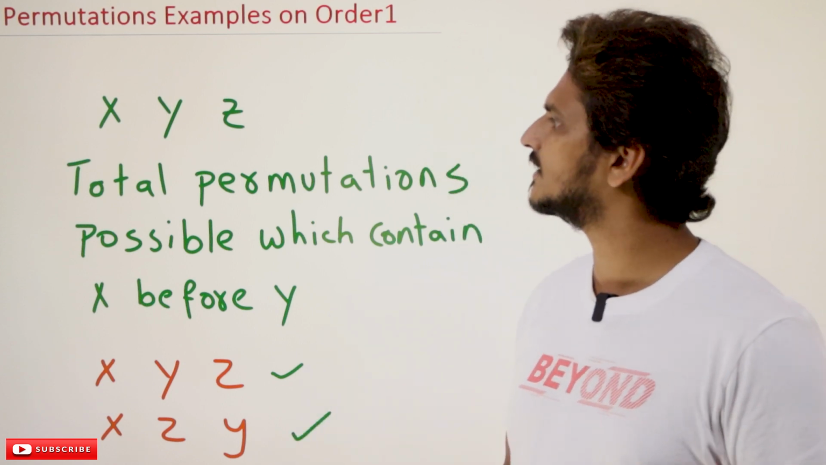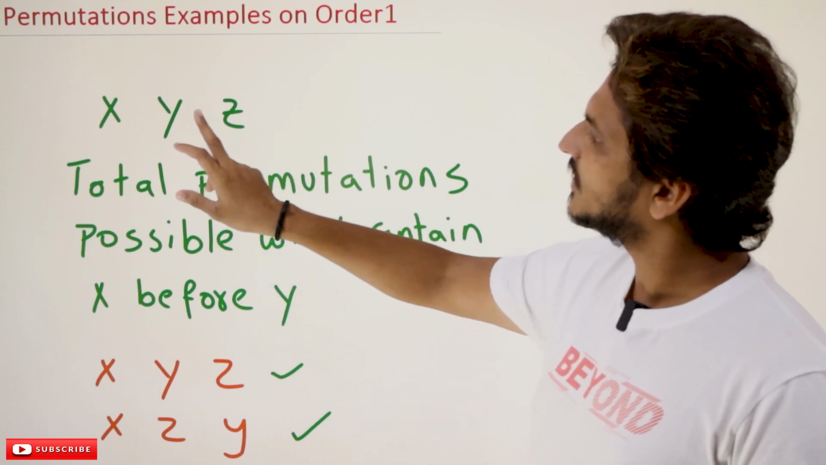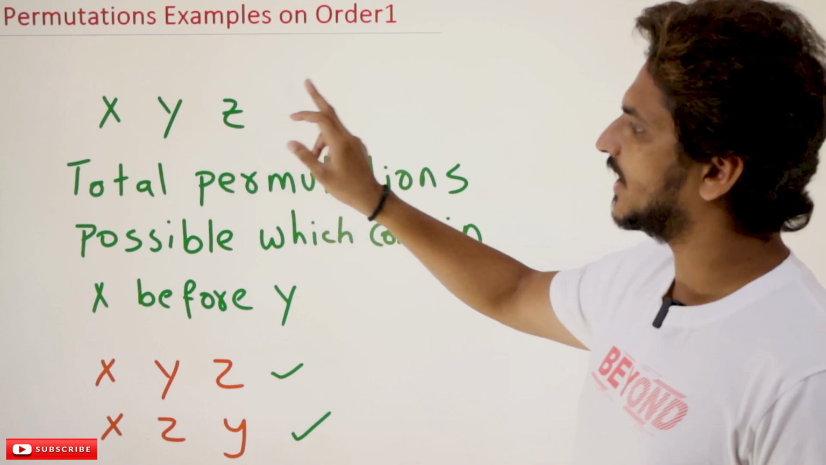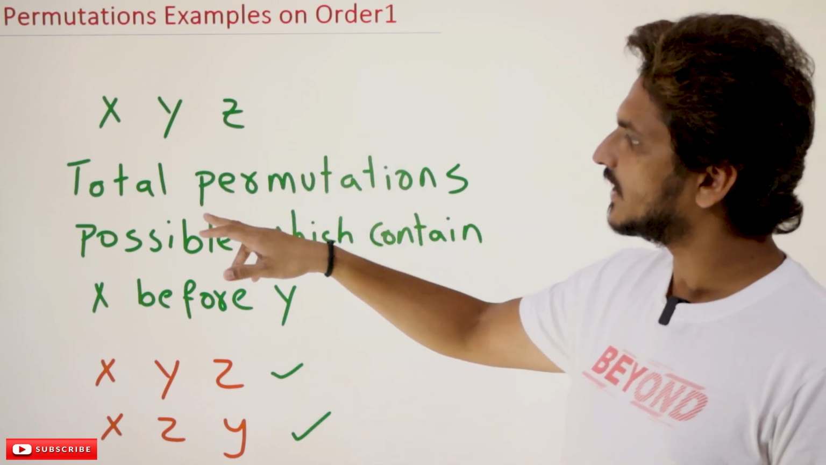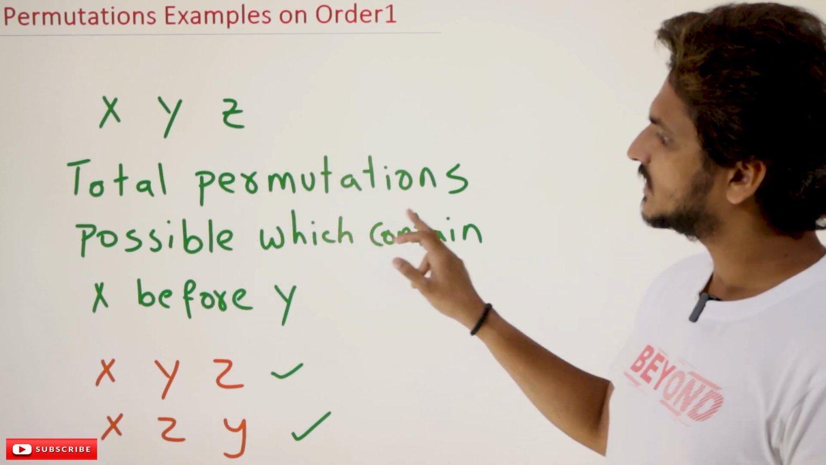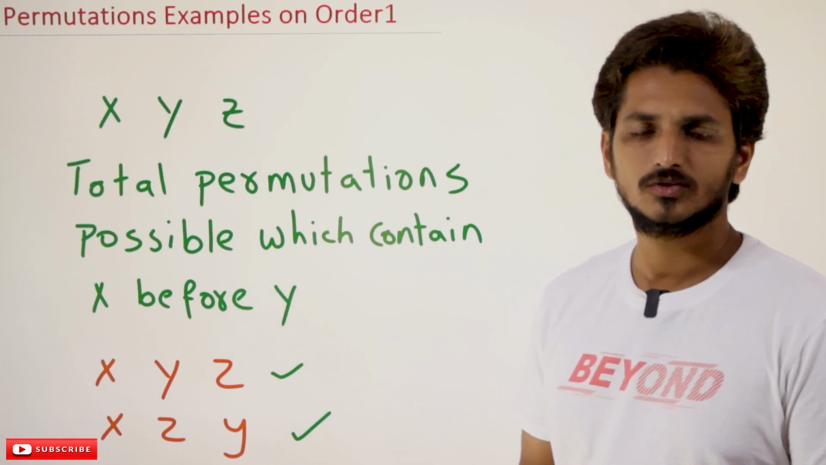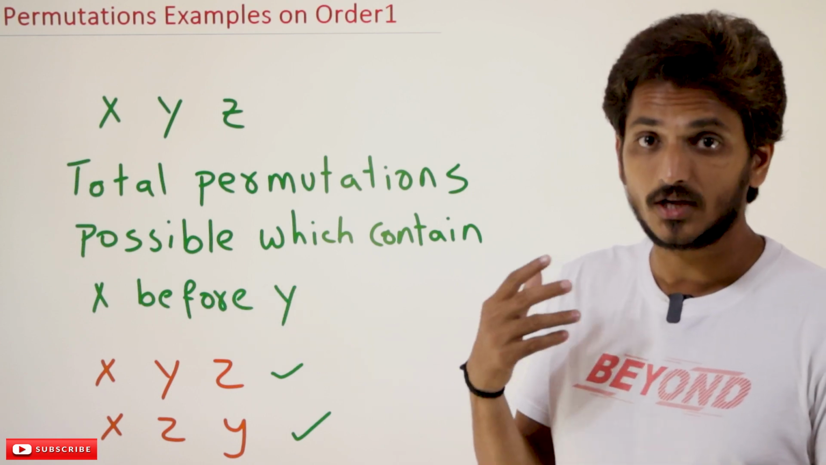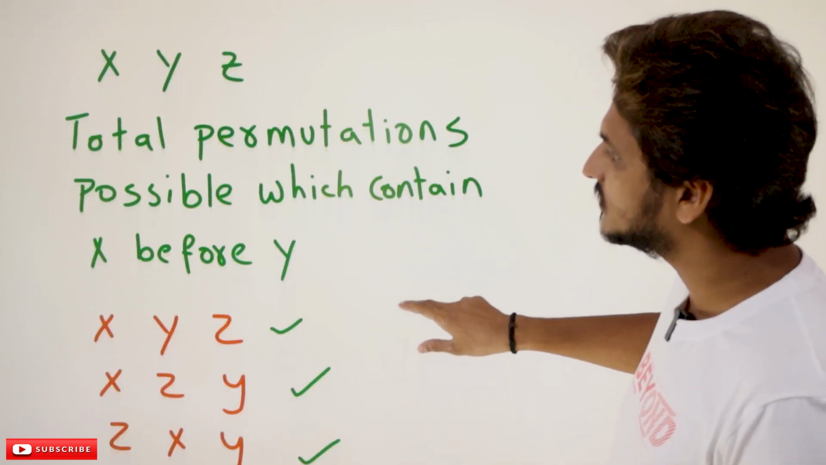Coming to today's class, let's take three given characters x, y, z. From these three characters, we need to identify the total permutations possible which contain x before y. So this is a different case. We have not done these types of examples up to now. So let's try to understand what this case is.